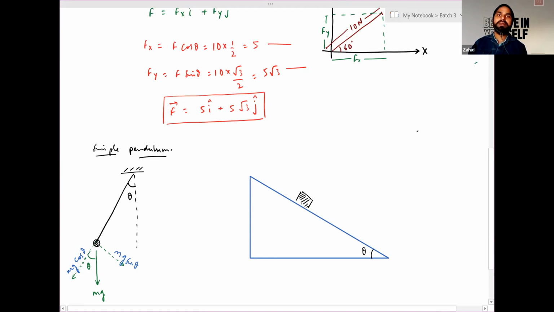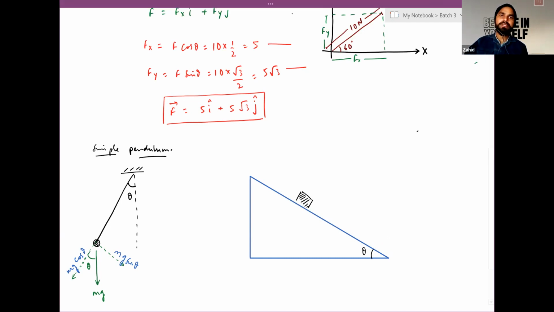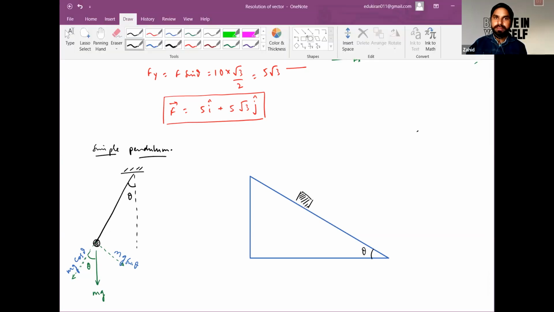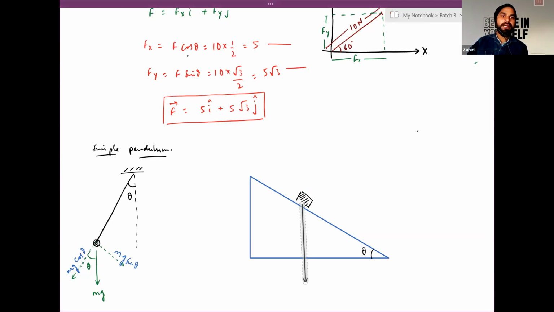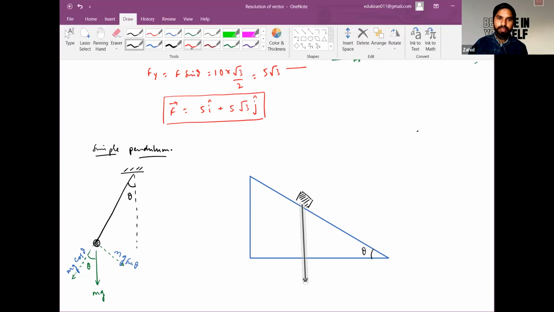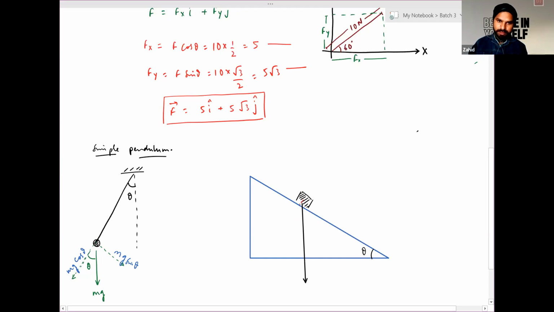Since this block has some mass m, it must be attracted due to gravity in the vertically downward direction. So there will be a vertical component along this direction. Now, if you further draw a component perpendicular to this plane along this direction, there will be another component adjacent to this plane along this direction.